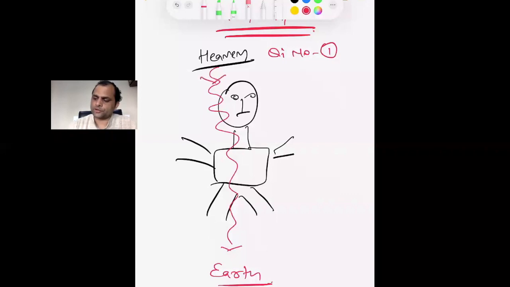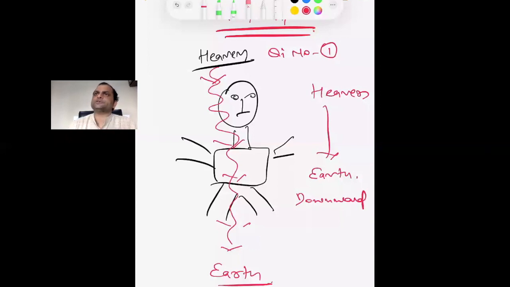So the root of energy is heaven to earth. Heaven is on the upper side and earth on the lower side. So the direction of energy is downward. It is coming from the sky, entering the human body, and finally merging in the earth. So this is energy number one.